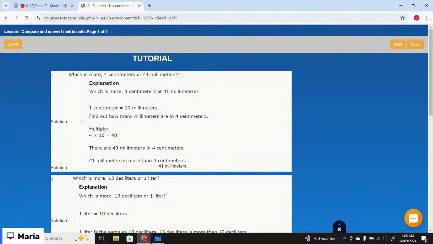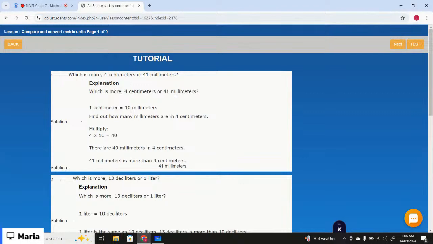The correct option is: in 1 centimeter you have 10 millimeters. Centimeter is a bigger unit and millimeter is a smaller unit. So you cannot compare these two quantities until they are in the same units, right? So convert the 4 centimeters to millimeters. 1 centimeter equals 10 millimeters, right? So then that means 4 times 10 equals 40. So 4 centimeters equals 40 millimeters.